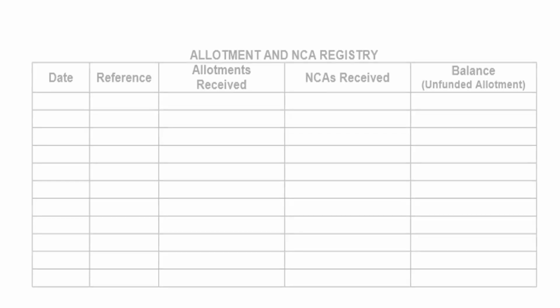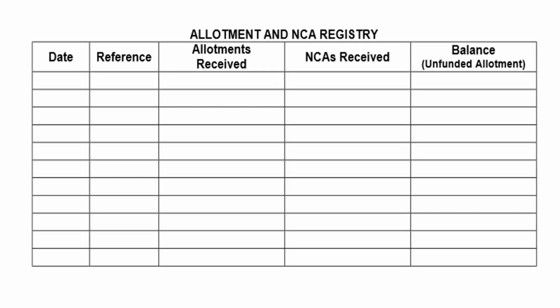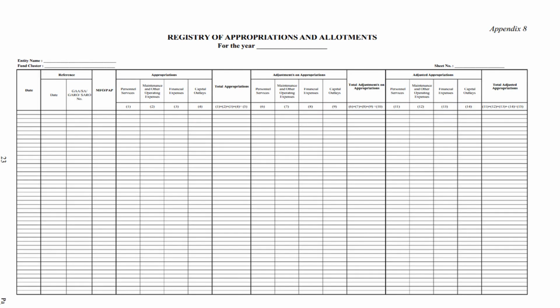In some books, for the agency of the NCA, so ito naman yung magiging itsura niya. Still have the date, the reference, so that they would be able to cross-refer it with the DBM, the allotment received, magkano na ba yung na-receive nila para makikita yon as cross-reference with the agency books of registry as against with the Department of Budget. And then the NCA receive and then the balance or the unfunded allotment kung magkano pa yung marireceive nila in the future.